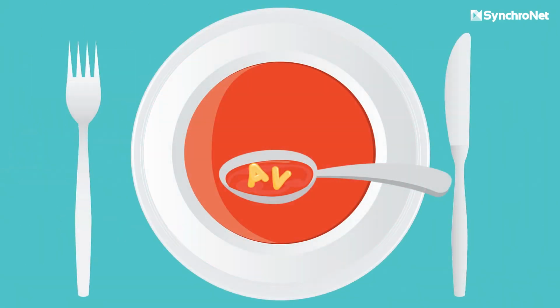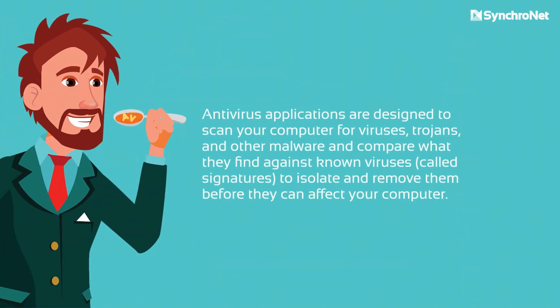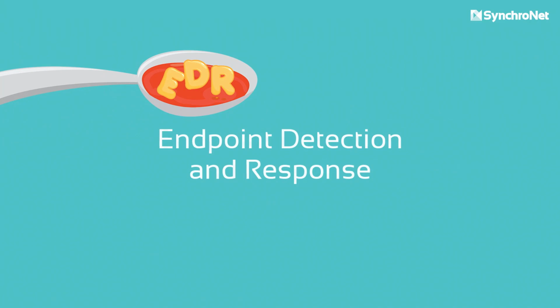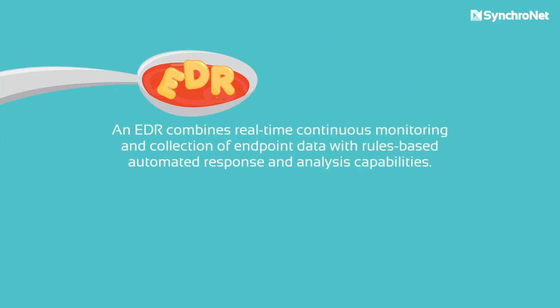For many years, AV was enough. Antivirus applications are designed to scan your computer for viruses, trojans, and other malware and compare what they find against known viruses called signatures to isolate and remove them before they can affect your computer. AVs can't always keep up, though, leading to the rise of endpoint detection and response, EDR. An EDR combines real-time continuous monitoring and collection of endpoint data with rules-based automated response and analysis capabilities.